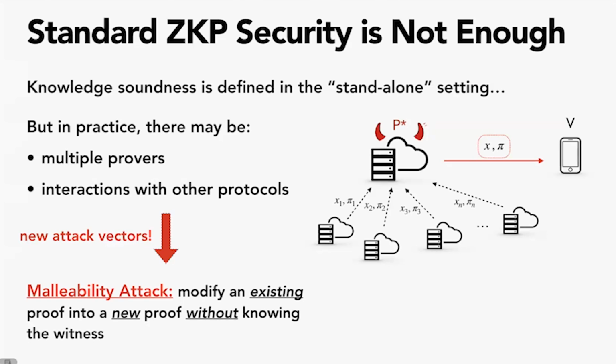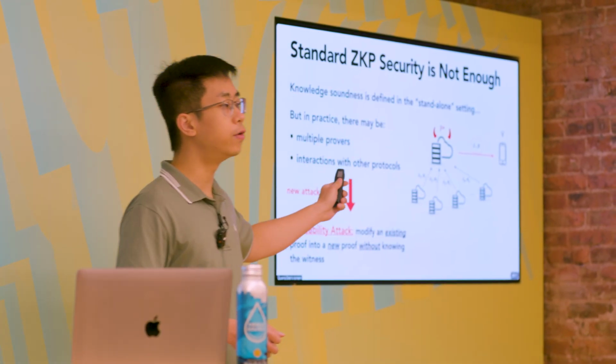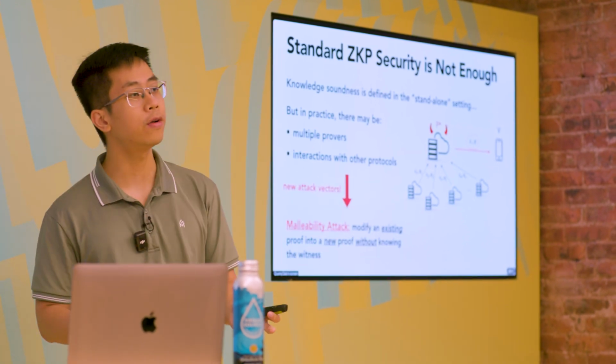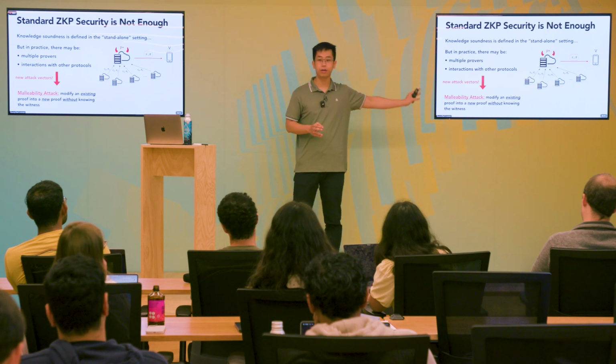With these extra proofs that a malicious prover might have, there may be a very real extra attack vector here, which is called a malleability attack. What this attack does is that a malicious prover may see a proof and then modify that proof to be some other different proof without necessarily knowing the underlying witness at all.